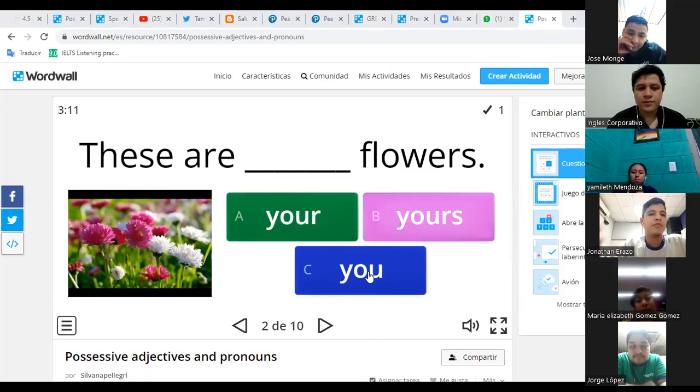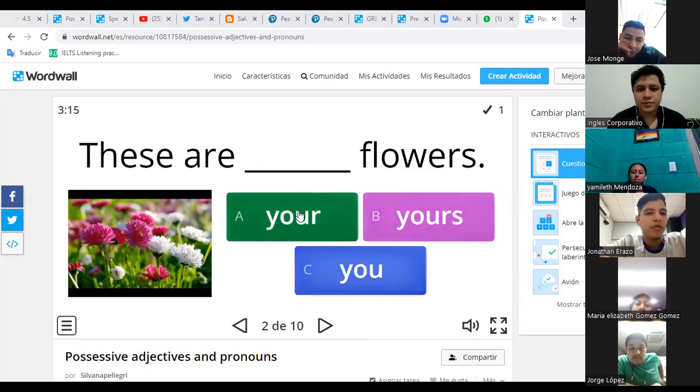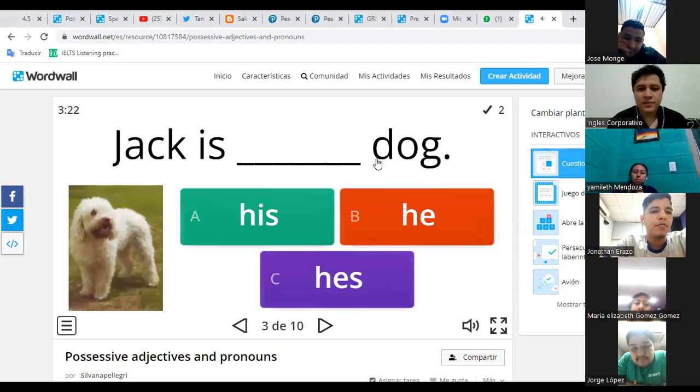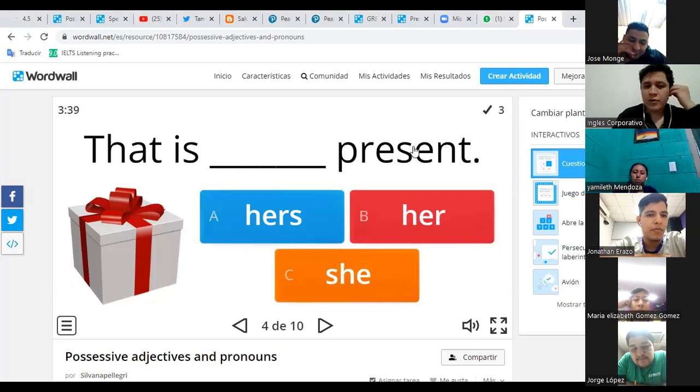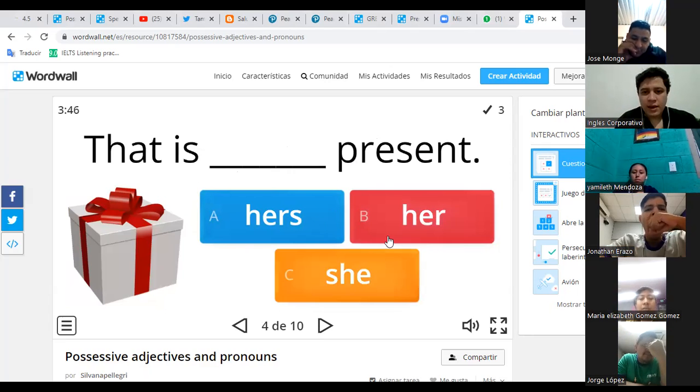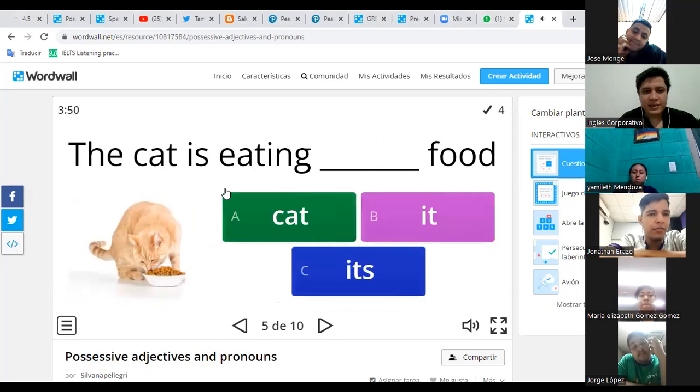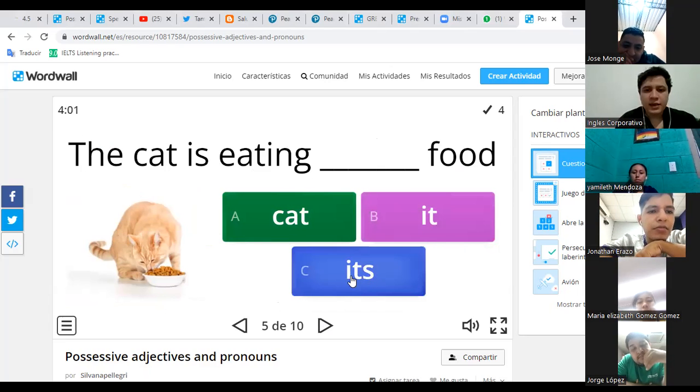These are, which one, guys? Your, yours, you. Your flowers. This one, Jack is, his, he, has. His. Perfect. That is hers, her, she, present. Present es regalo, chicos. O presente, right? Como presente. This is a present. Hair. Very nice. The cat is eating food. Eats food. Eats su comida.